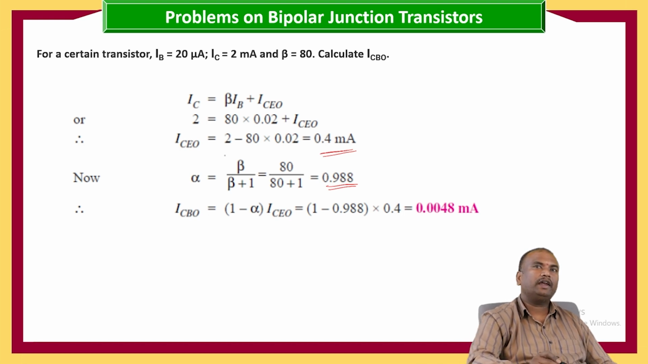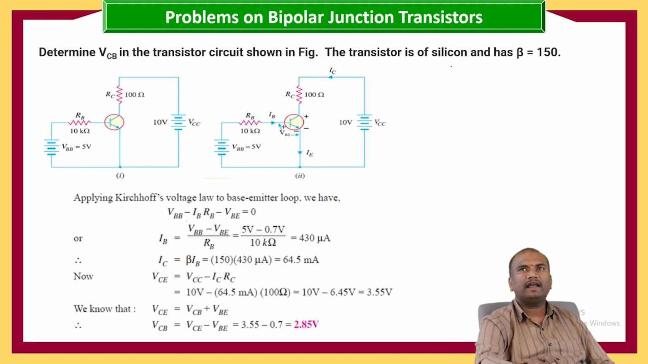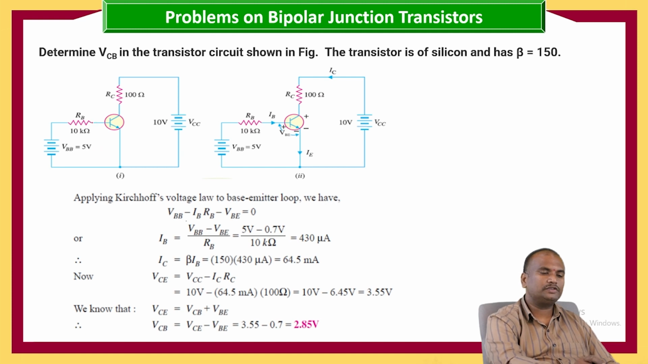where ICB0 is equal to 1 minus alpha into ICE0, that is equal to 1 minus 0.988 into 0.4, which is equal to 0.0048 milliamperes. Determine VCB in the transistor shown in the figure. The transistor is of silicon and has beta equal to 150. Here VBB is given as 5 volts, RB is given as 10 kilo ohms, RC is given as 100 ohms, and VCC is given as 10 volts.